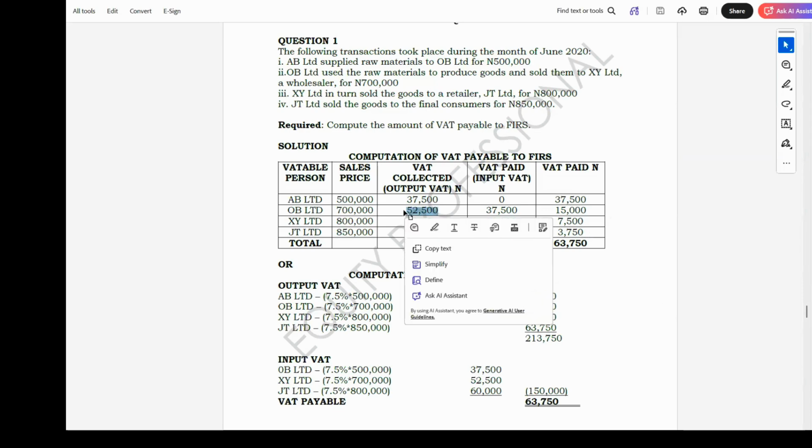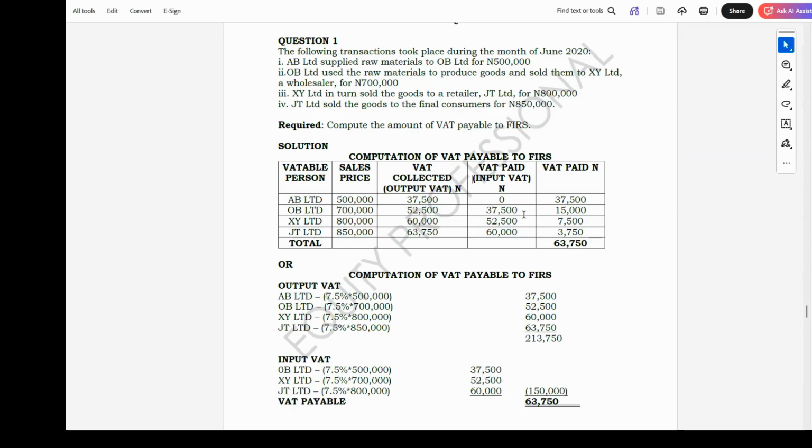Then OB Limited is going to suffer 52,500 VAT. But this same amount gives rise to output VAT of 37,500 input. When you minus 52,500 from 37,500, that will give you 15,000 naira as VAT payable. This same SY Limited is going to sell this item and collect VAT of 60,000.